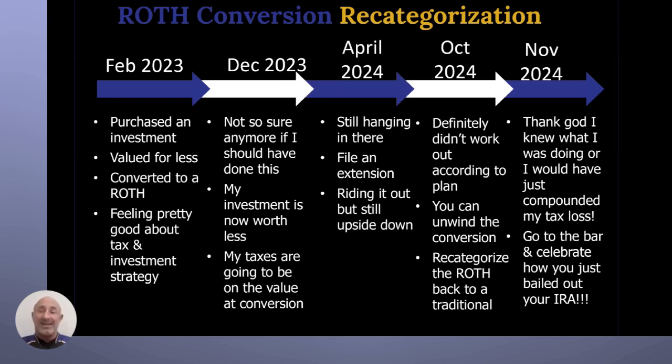So the nice thing is, if you try one of these strategies with the conversion, and then before you close out your taxes for the year, you can recategorize your Roth IRA back to a traditional so that you do have an out. So don't be afraid to try it, because you can unwind it if you need to. You just need to be aware of the timelines and make sure you don't file your tax return. You need to do that before you file your tax return.